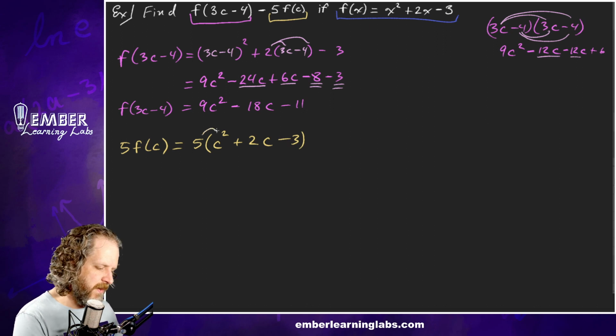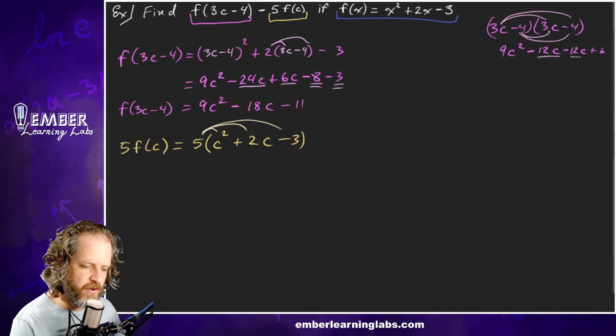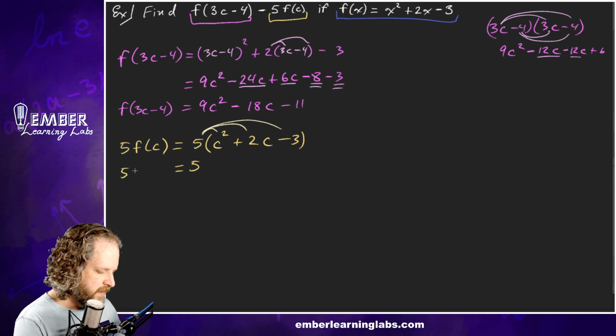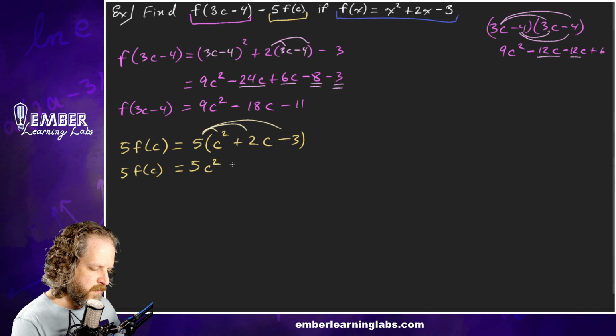We're going to distribute that 5. Distribute the 5, all the things, right? So that equals 5, this is 5 f of c. 5 times c squared is 5c squared, plus 5 times 2c is 10c. 5 times negative 3 is negative 15, right?